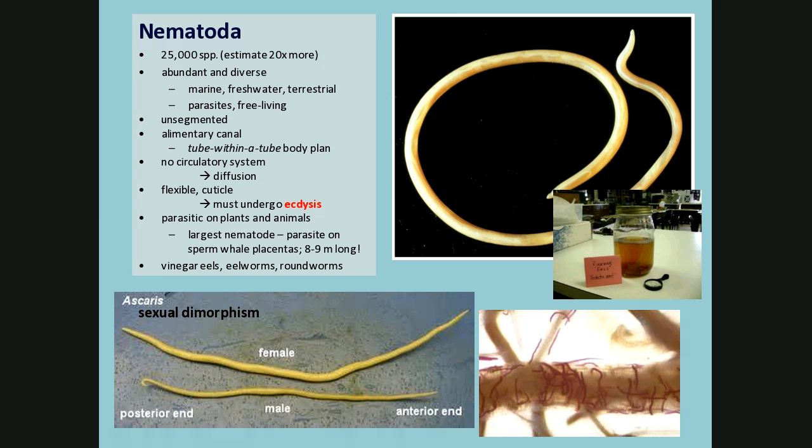One of the first things you notice about it when you look at it, one of the major distinguishing characteristics between it and say the earthworm, the other worms, is the segmentation, right? There's no evidence of segmentation in nematodes. They are unsegmented organisms. They're quite species diverse, though. 25,000 species, maybe 20 times more than that. They're found in all kinds of environments.